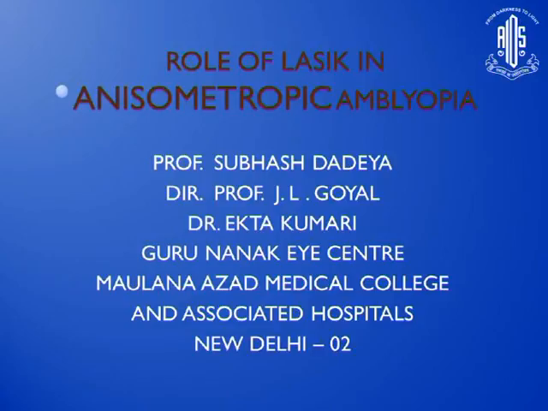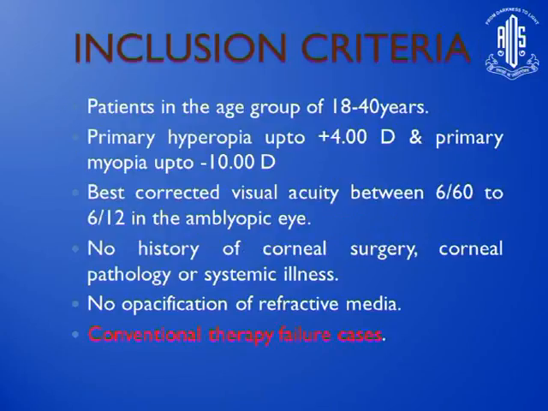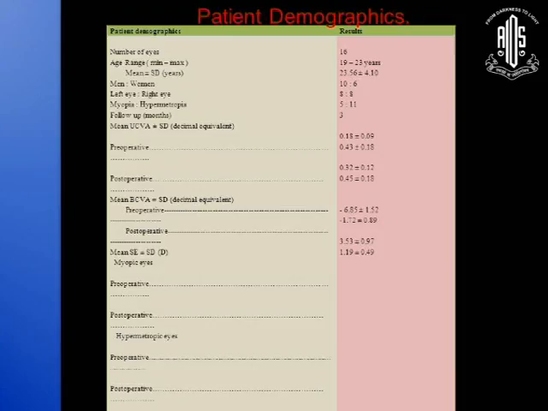Then, is there any role of LASIK in anisometropic amblyopia? Another study was conducted at our center, and the aim was to find out the improvement in visual acuity after LASIK surgery in adult anisometropic amblyopia, and to compare the mean spherical manifestation before and after the surgery. In this study, only the desperate cases, in which conventional therapy had failed, were included. These were the inclusion-exclusion criteria.